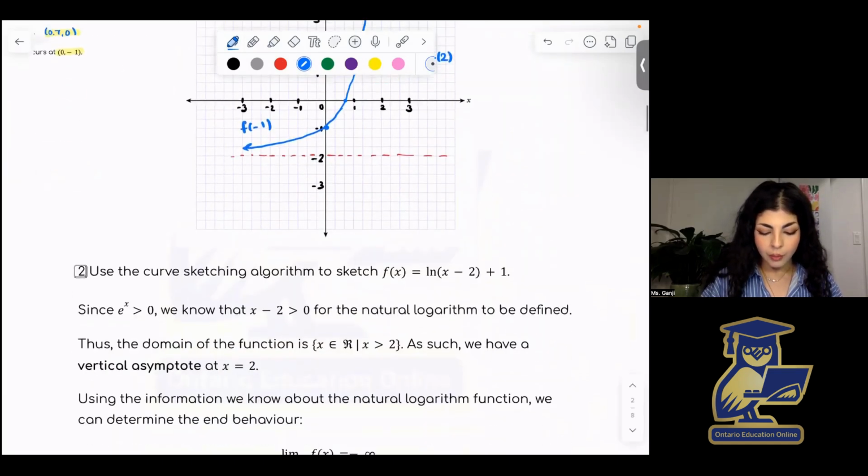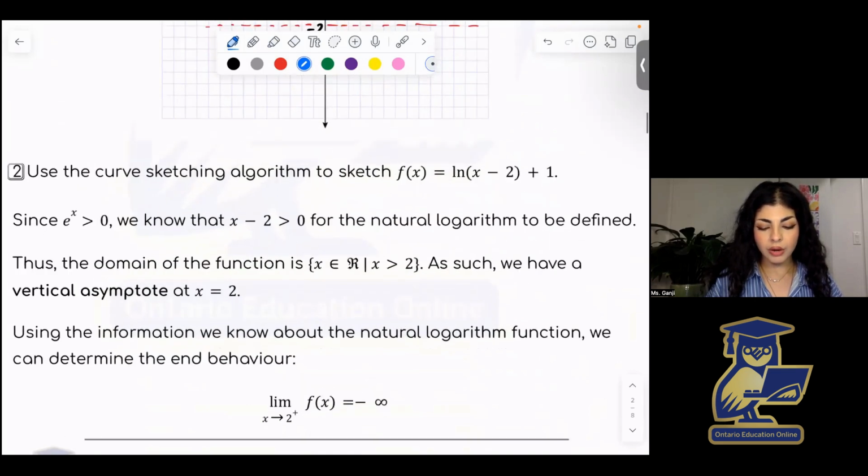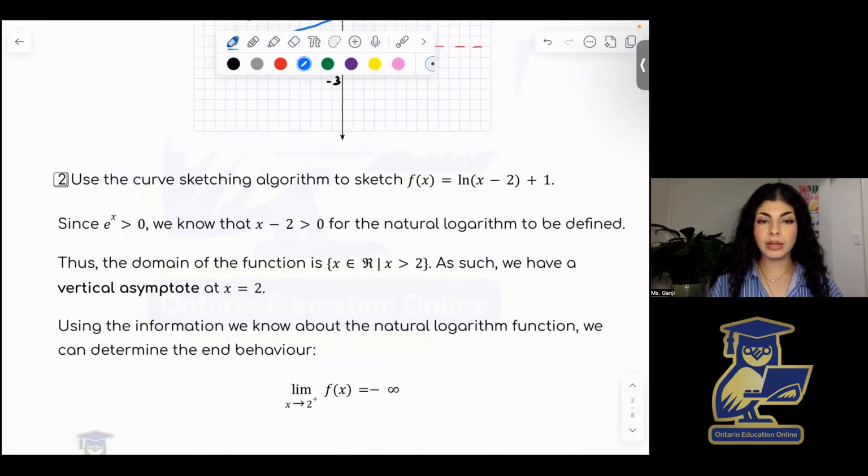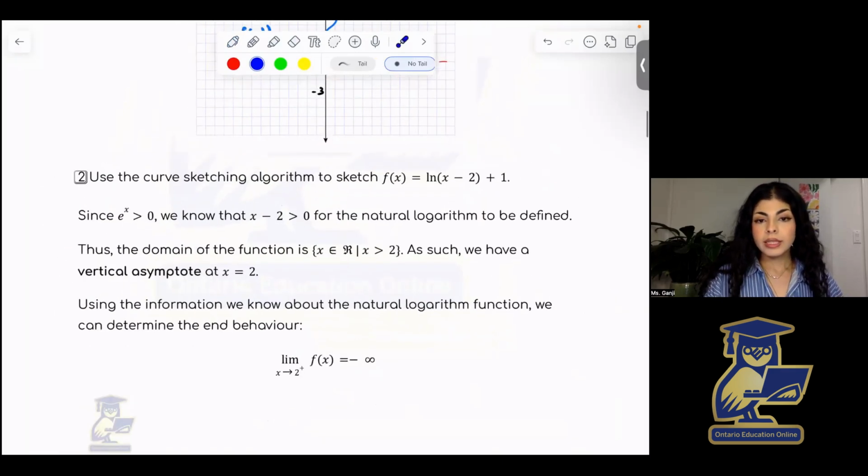Now we're going to look at a logarithmic function. And again, we're just looking at the natural log here. So f of x is the natural log of x minus 2 and plus 1. So here, take a moment to consider what you know about the natural log function and what transformations you think are applied here.